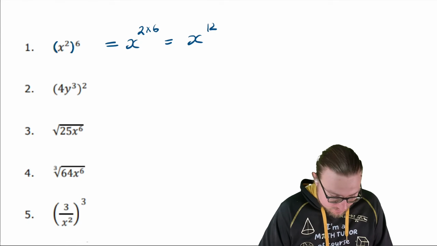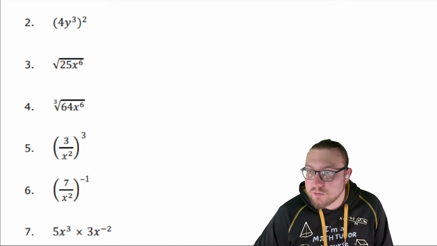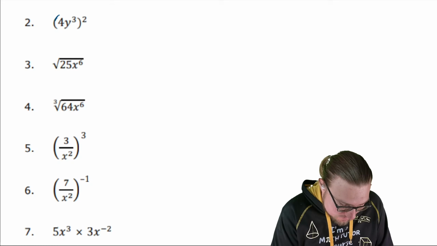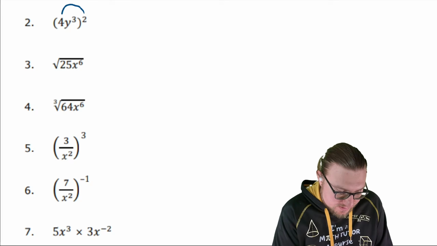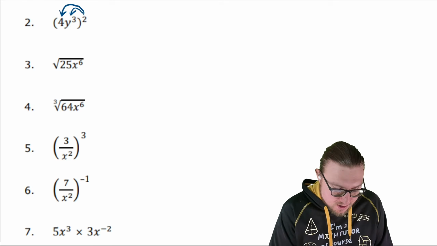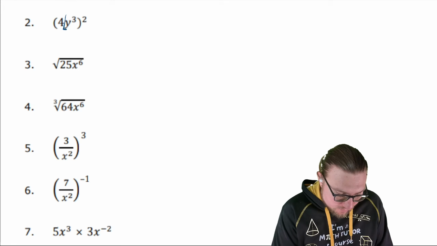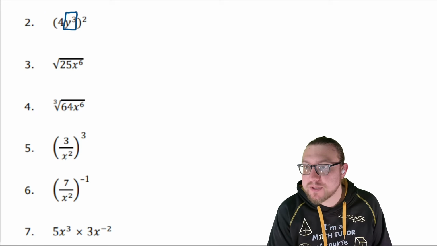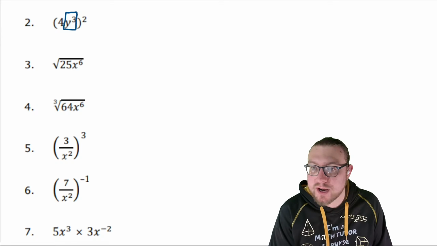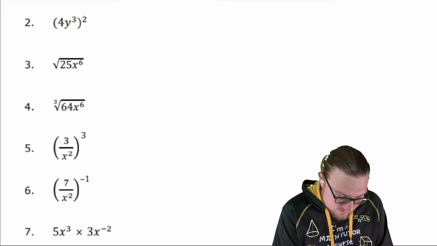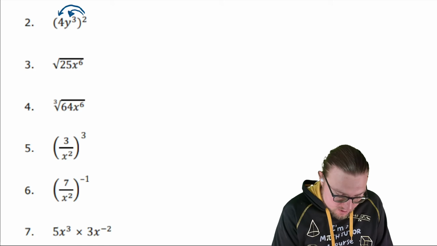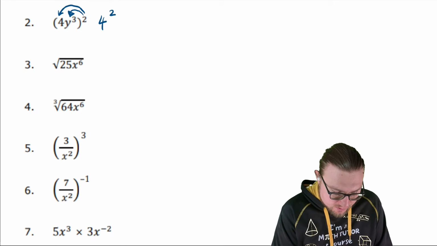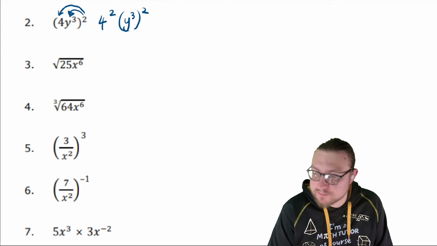And that's already done. Next question here. Well, what do we see? We again see brackets with an outside exponent. So that means everything in the brackets is going to get squared. And here, the y to the power of 3 is of course one object, because we are multiplying 4 and y cubed together. So that means the 2 first goes for the 4, and then to this object here, which is y to the power of 3. So we're going to get 4 squared, and we're going to get y cubed all squared.